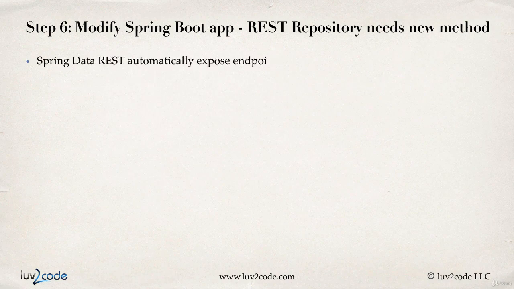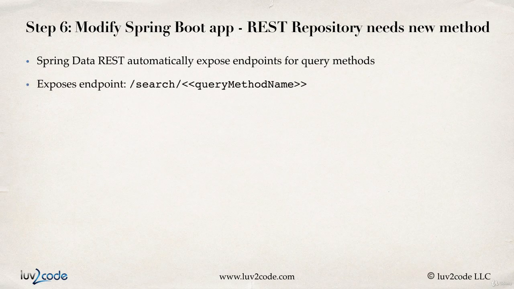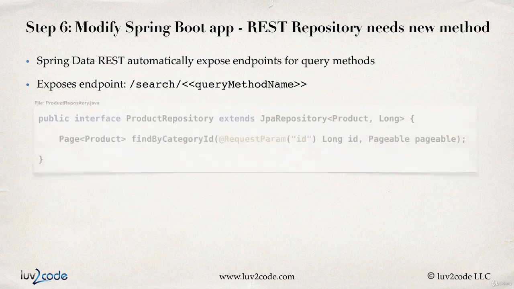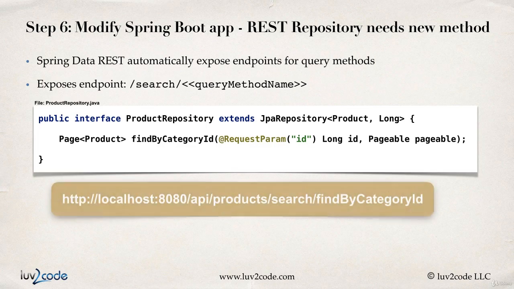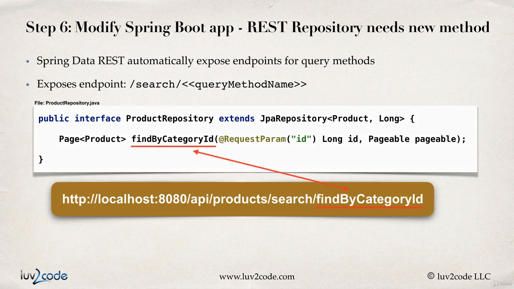All right, so now that we have the method defined, Spring Data REST will automatically expose REST endpoints for the query methods. Any query method that you have that starts with find by, read by, query by will be available under /search/ whatever the query method name is. So in our example, our findByCategoryId will be under localhost:8080/api/products/search/findByCategoryId. So it matches on the actual method name.